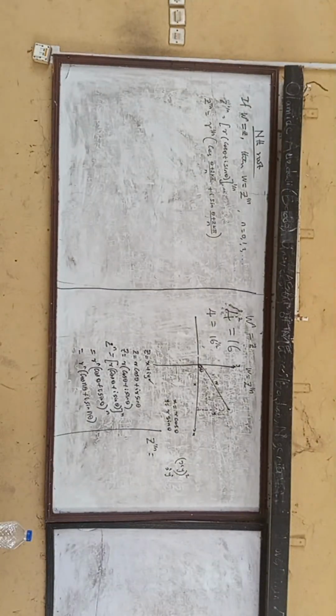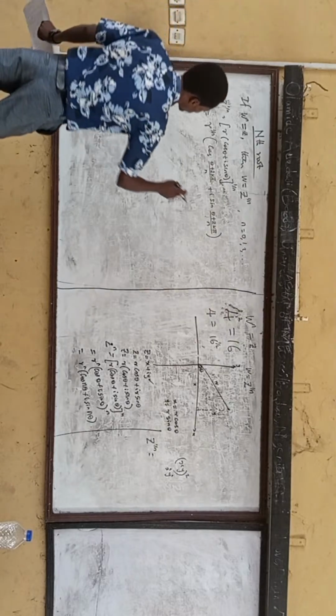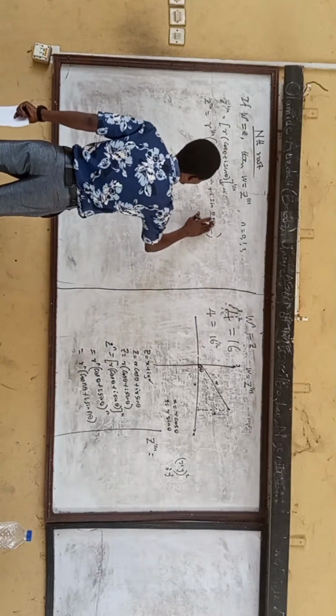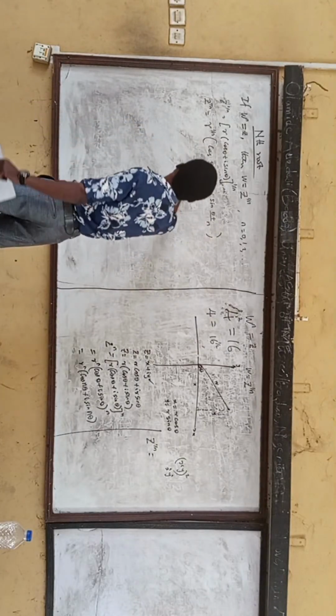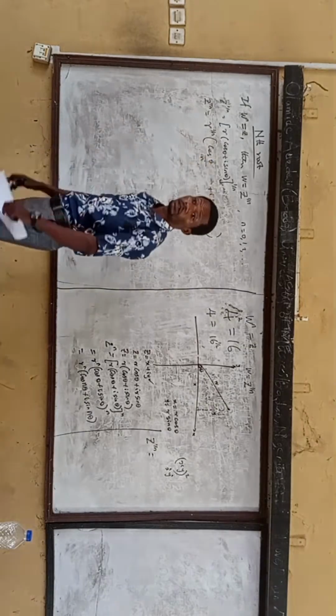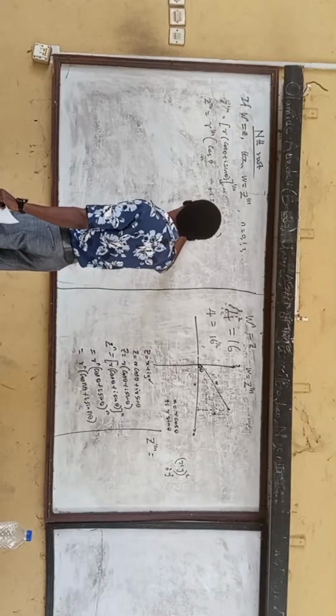You don't understand? You don't know it? If you want to do it like this, it's supposed to be this way, cos theta over n, right? Cos theta over n, sin theta over n.